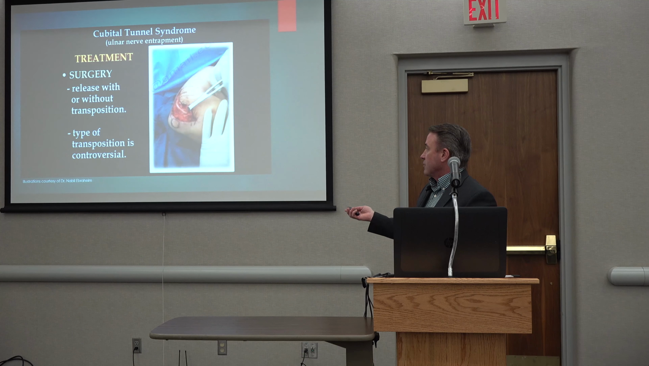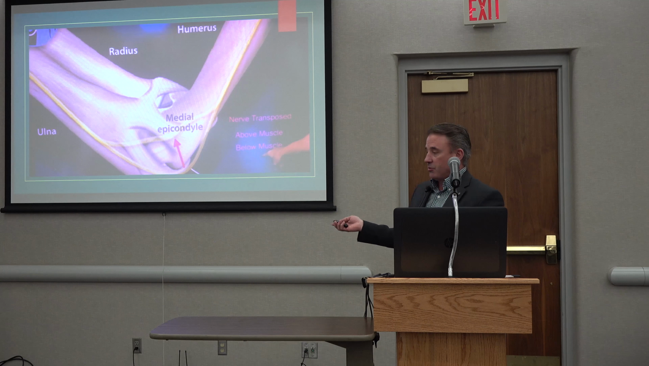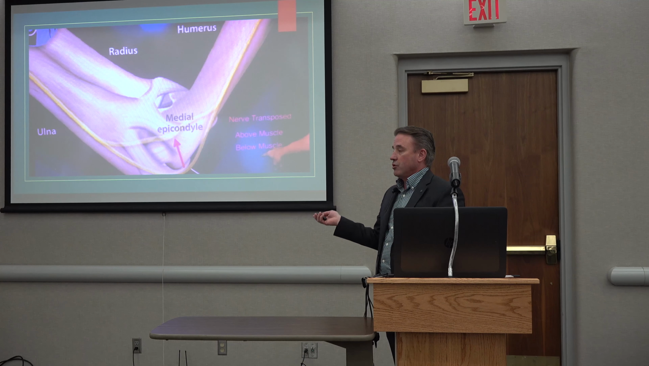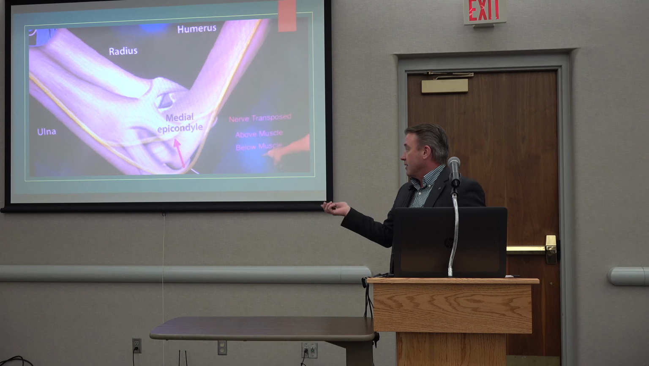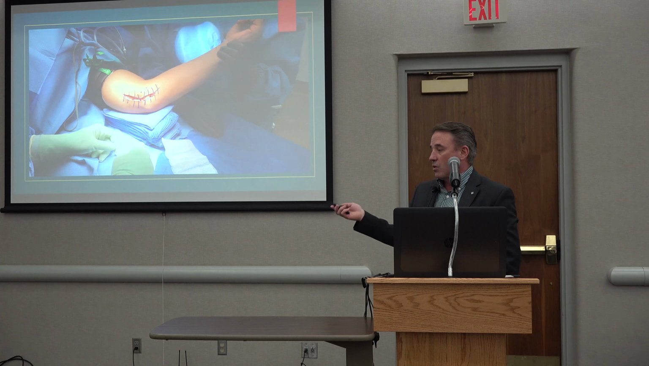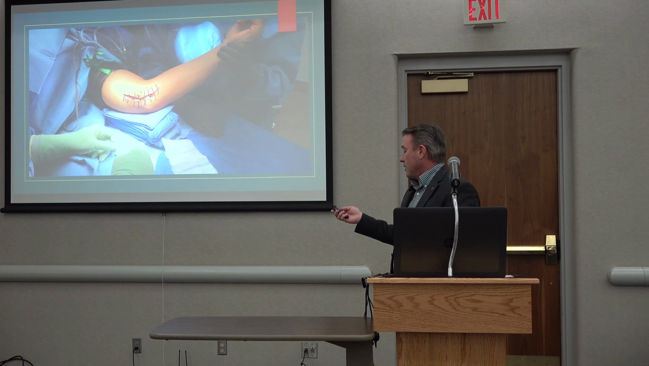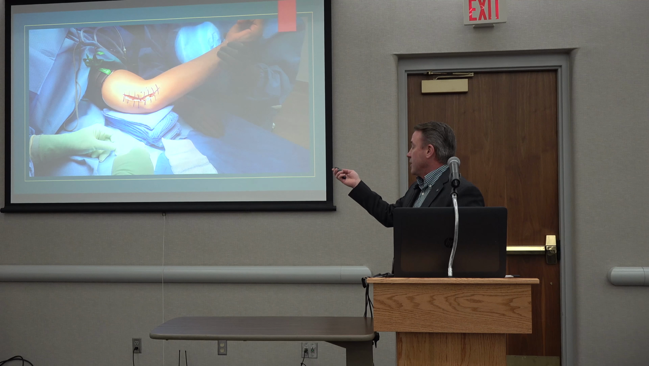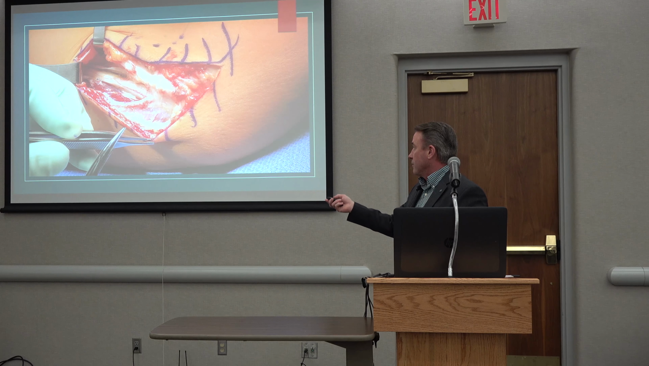Normally it's a release that's done open, and oftentimes there's a transposition that we do because that nerve subluxes. If you don't do the transposition, or if you have an older person, arthritic elbow, it's going to get pinched if you don't move it in front of the epicondyle. Here's a typical incision, this is a patient of mine. There's the nerve coming down underneath the medial intermuscular septum. Nerve starting to go through Osborne's fascia, cubital tunnel.